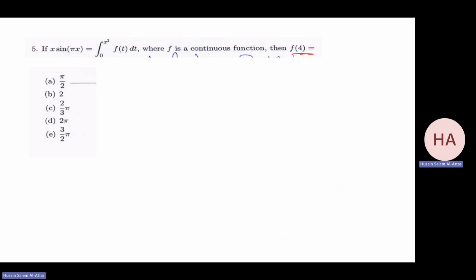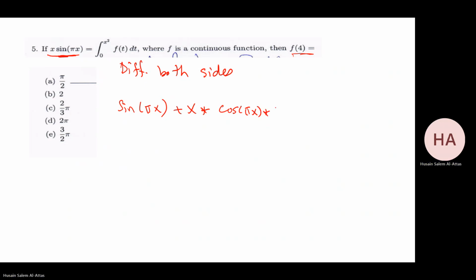Find f at 4. So first I need to find f of x. How to find f of x? Differentiate both sides. Differentiate both sides. To get what? Derivative of this, product rule. I have what? Sine of pi x plus x, derivative of this, which is cosine pi x times pi. That should equal to what? F of x squared times 2x.